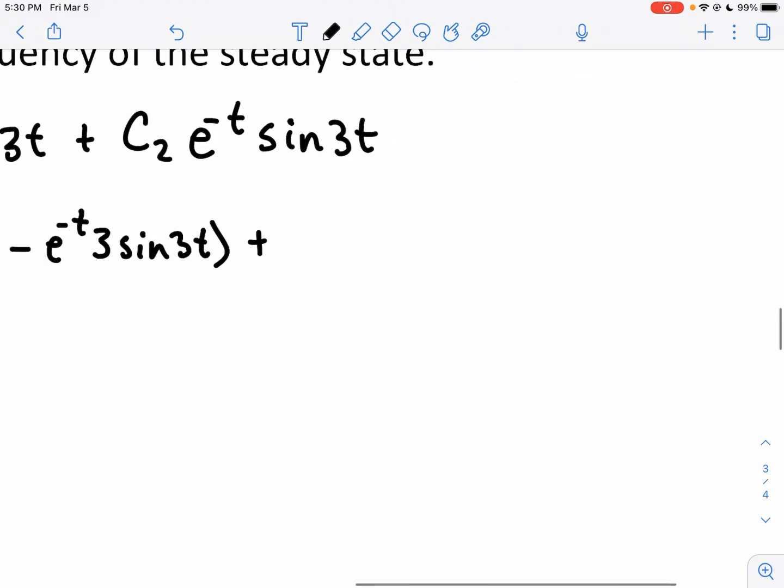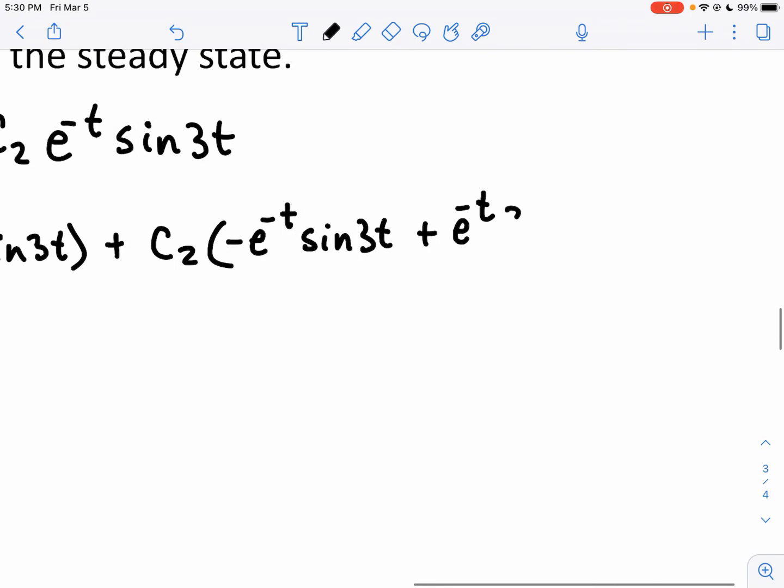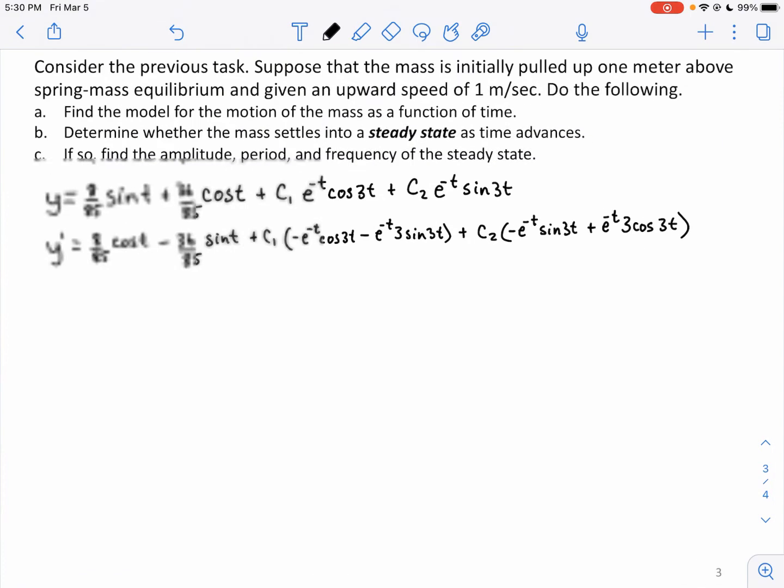Plus c2 times, and we have to do the product rule here as well. Derivative of the first is negative e to the negative t times the second, plus the first times the derivative of sine 3t, which is 3 cosine 3t. Okay, so there's our derivative.